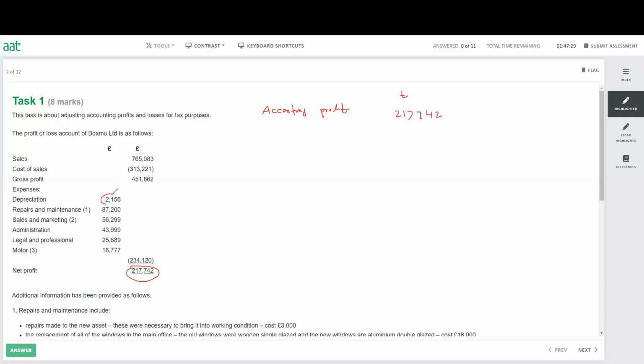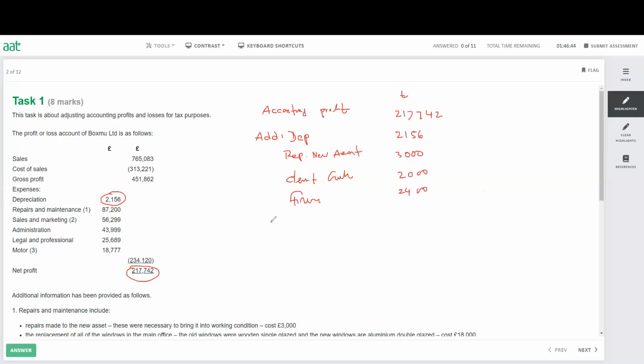The first thing we'll add back is the depreciation, 2,156. Then we have repair to new asset. We need to add back that 3,000. Then we have a client gift. We'll add back 2,000. And finally, we have a fine, the penalty. 2,400 we add back.